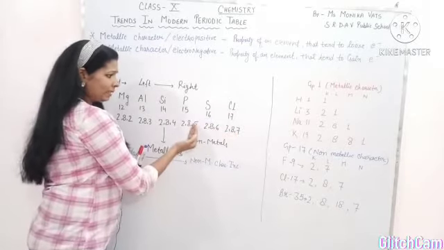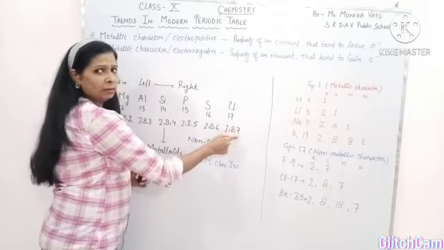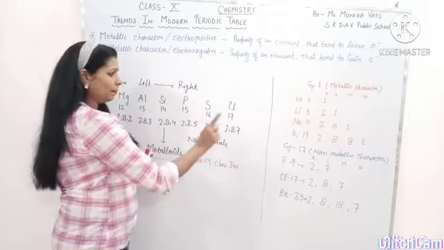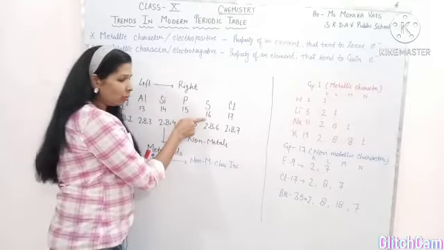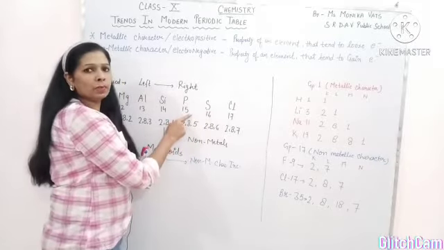So it is easier for chlorine to get 1 electron in comparison to sulfur, and it is easier for sulfur to get 2 electrons in comparison to phosphorus.